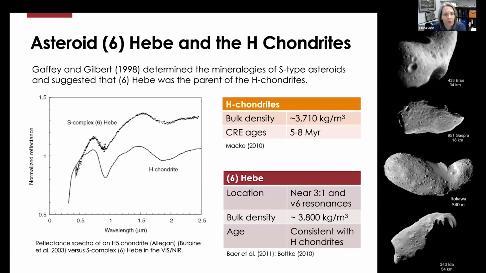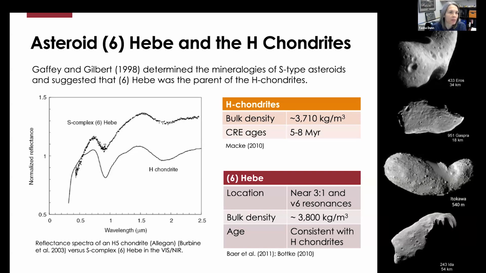So even before space weathering confirmed the link between the S-types and the ordinary chondrites, researchers began searching the S-type asteroid population for possible sources of the H's, the L's, and the LLs. And the first identification was made by Gaffey and Gilbert in 1998. They suggested that asteroid 6 Hebe was the parent body of the H chondrites.